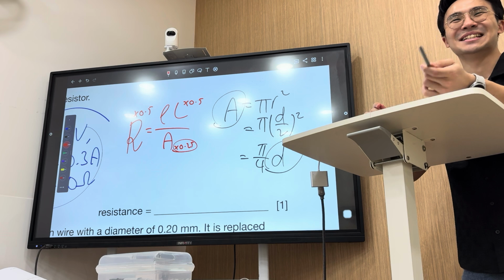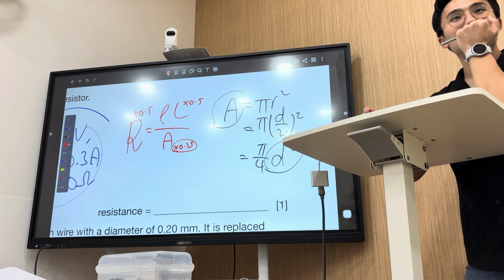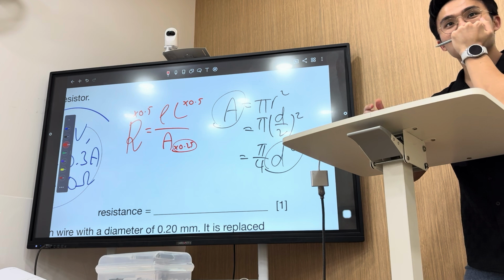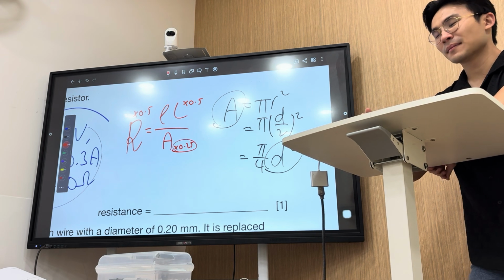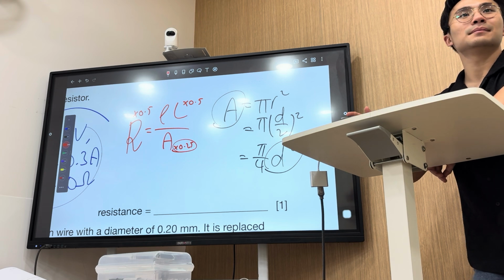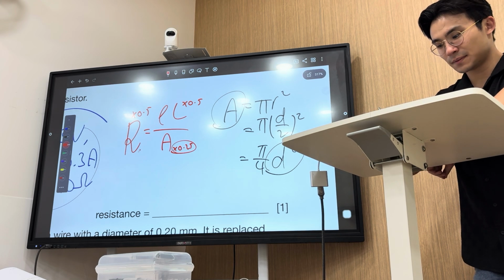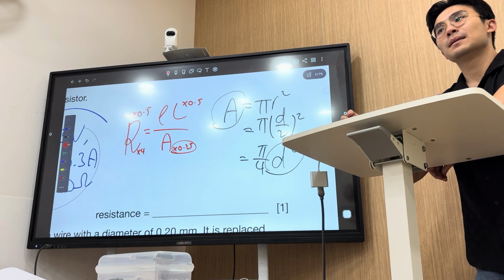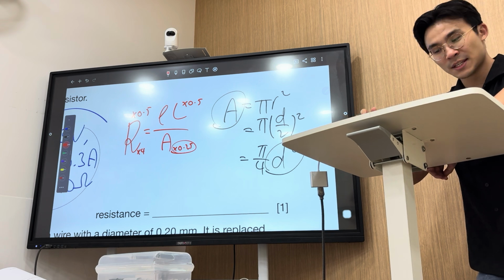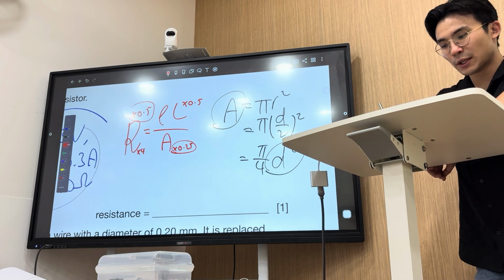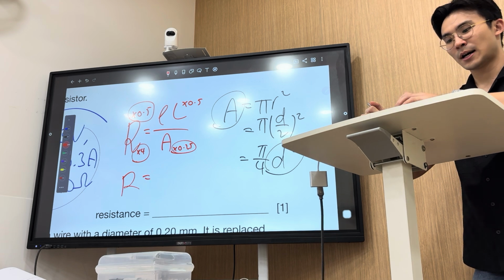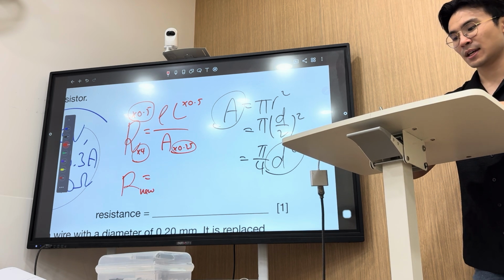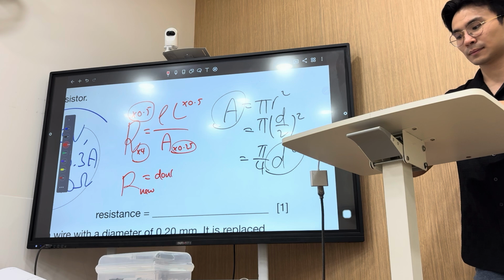Anyone? Times 4. Right. Which means your resistance value times 0.5 times 4, so your new resistance is double.